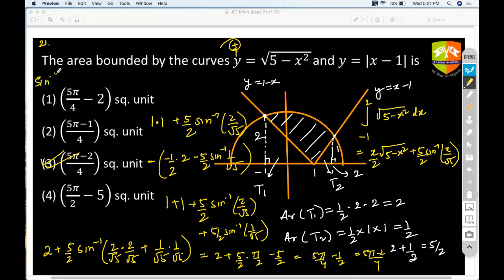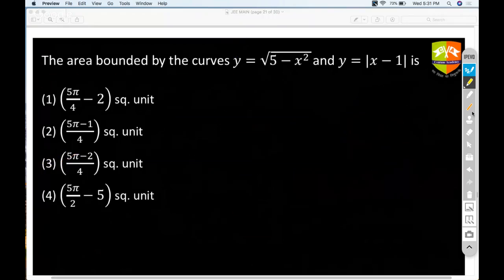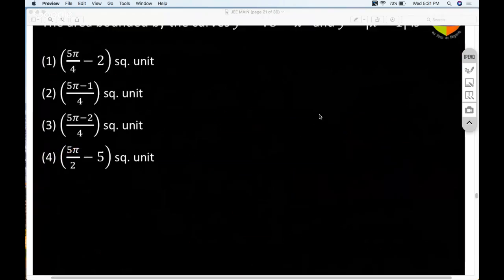So a bit of formula that is used over here from inverse trigonometry. That's sine inverse x under root 1 minus y square plus y under root 1 minus x square. Okay, great. So most of you got this correct. So we'll move on to the next one.